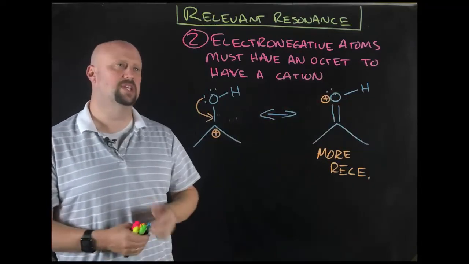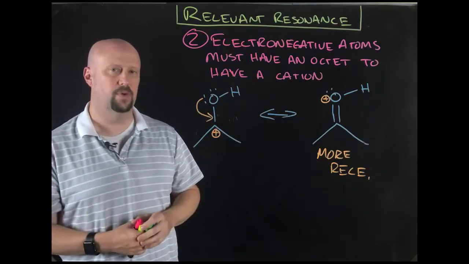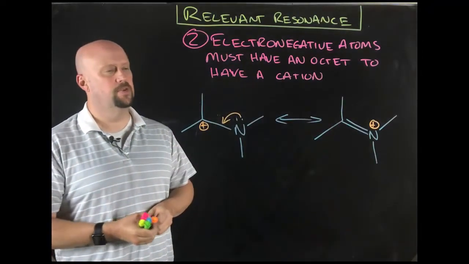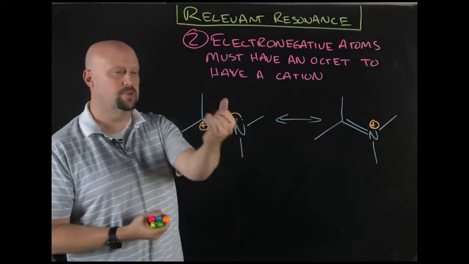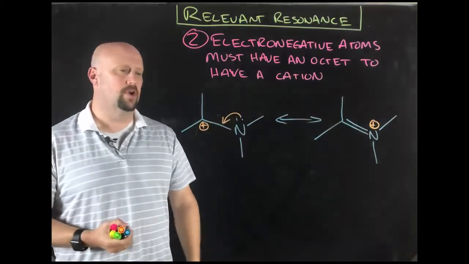So let's look at one more example of that just so that you get a good handle on that rule. In our second example here for rule number 2, again, we see 2 resonance structures. We've got a carbocation to start off with.